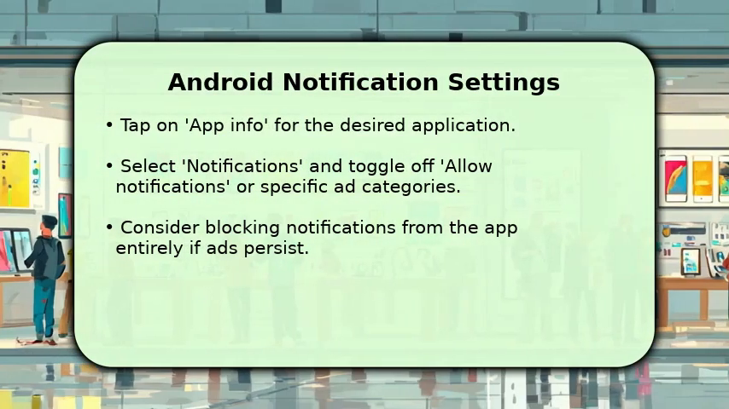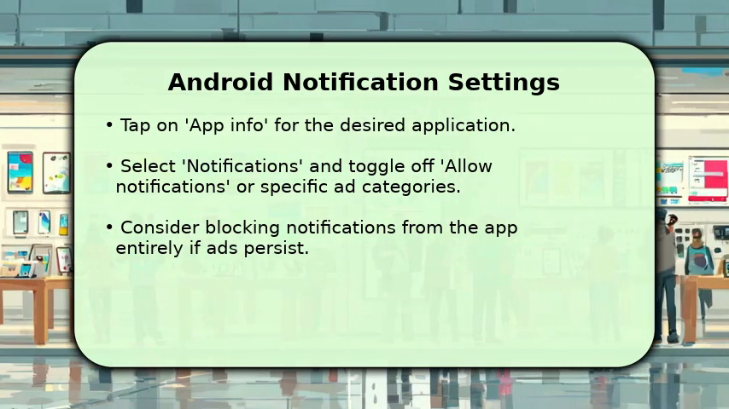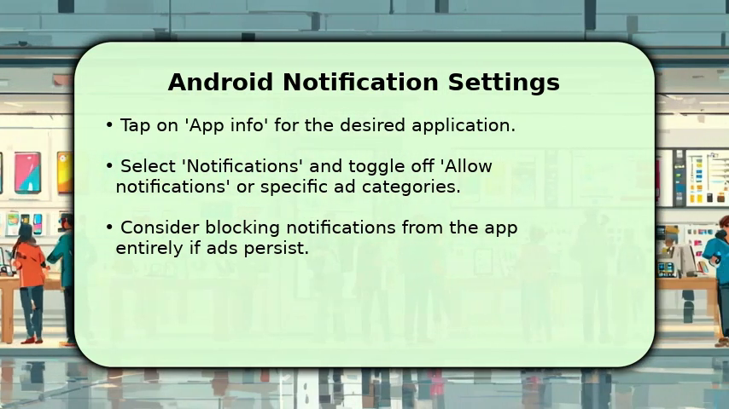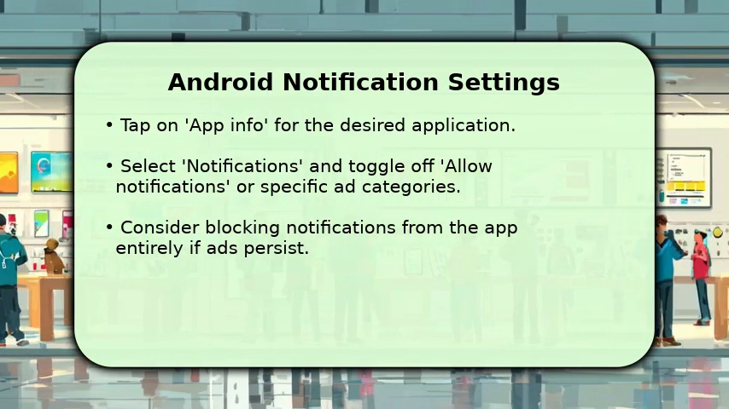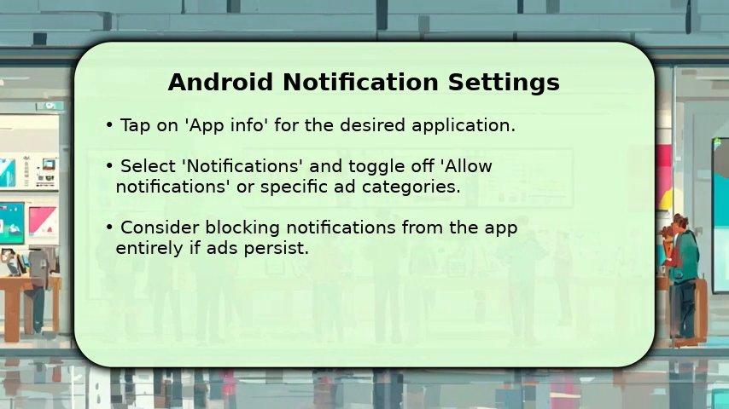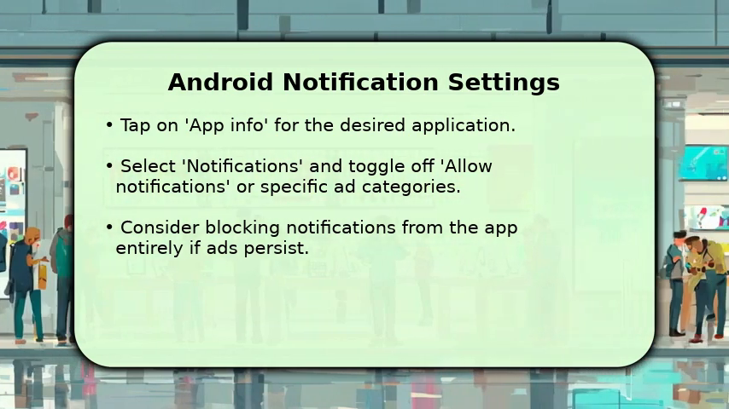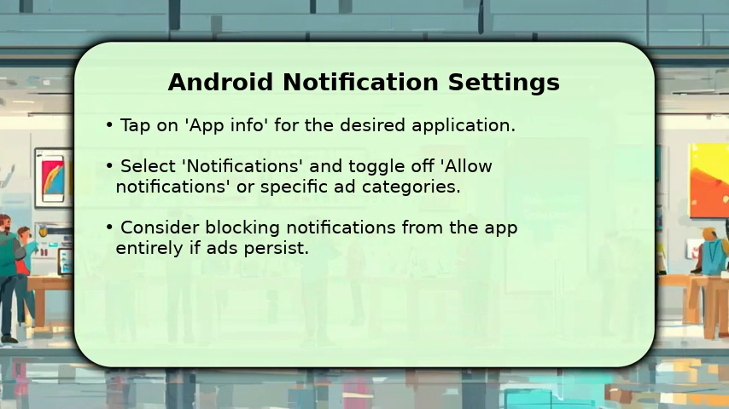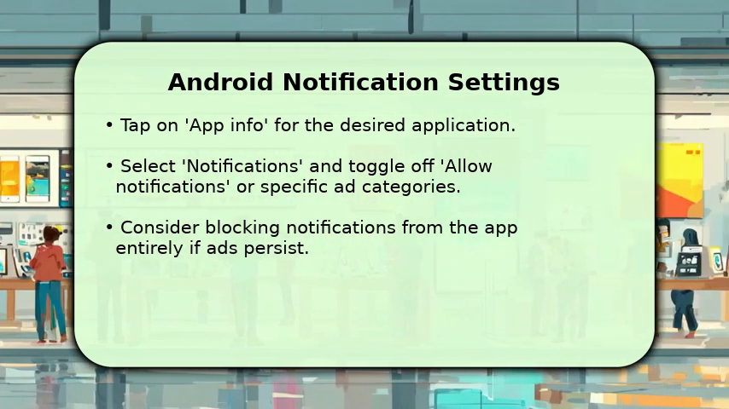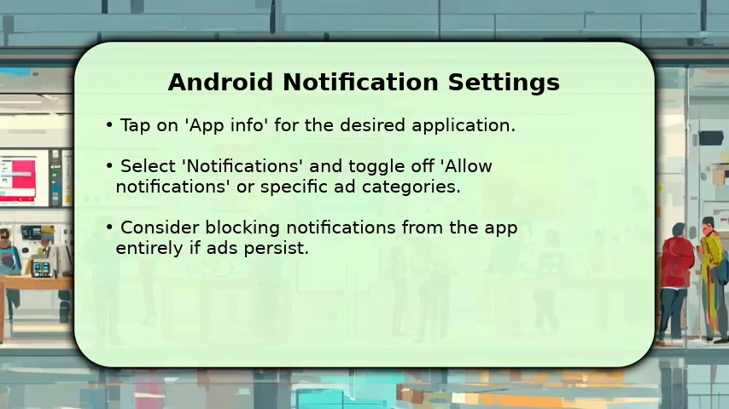For Android users, once you've found the problematic app, tap on its app info. Then, select Notifications. Here, you can often toggle off Allow Notifications entirely or disable specific categories like promotional or ads. If the ads persist, consider blocking all notifications from that particular app. This gives you granular control over what alerts you receive, ensuring a quieter experience.